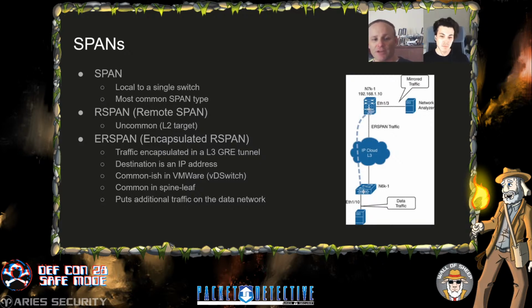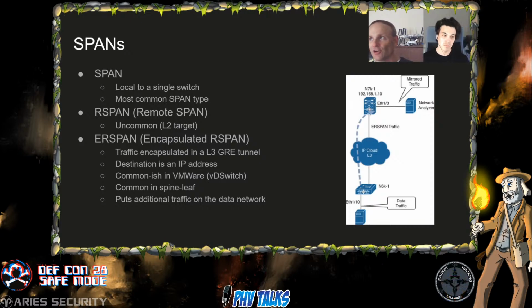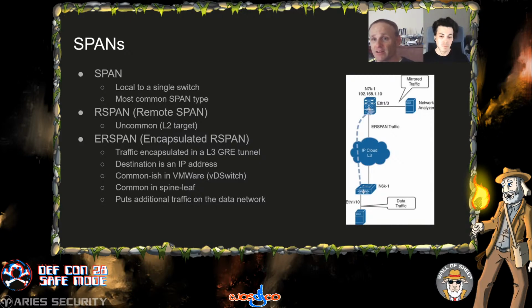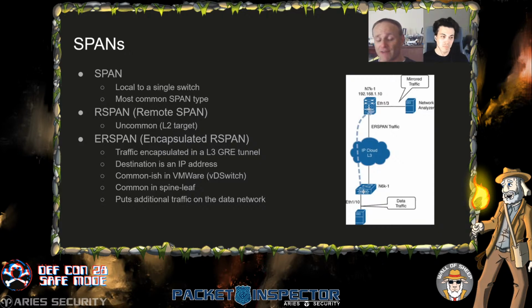It's also fairly common in spine leaf networks, although that is a little bit different because although it's technically an ER span, you're not always going over the data network. It's usually using that underlay network that a lot of the spine leaf implementations use, so it doesn't leave the fabric. The big caveat with ER span is that it can put a lot of traffic on your network.